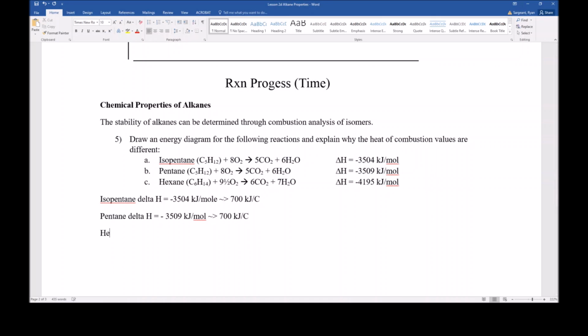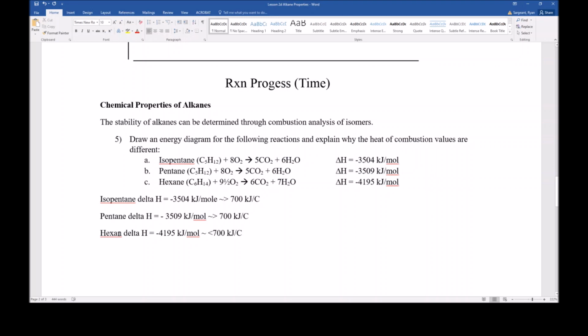But now for the hexane, the delta H is equal to negative 4195 kilojoules per mole. That is pretty close to 4200. If you divide 4200 by 6 carbons, you're also going to end up with 700 kilojoules per carbon. But in this case, because it's less than 4200, it's actually slightly less than 700 kilojoules per carbon.